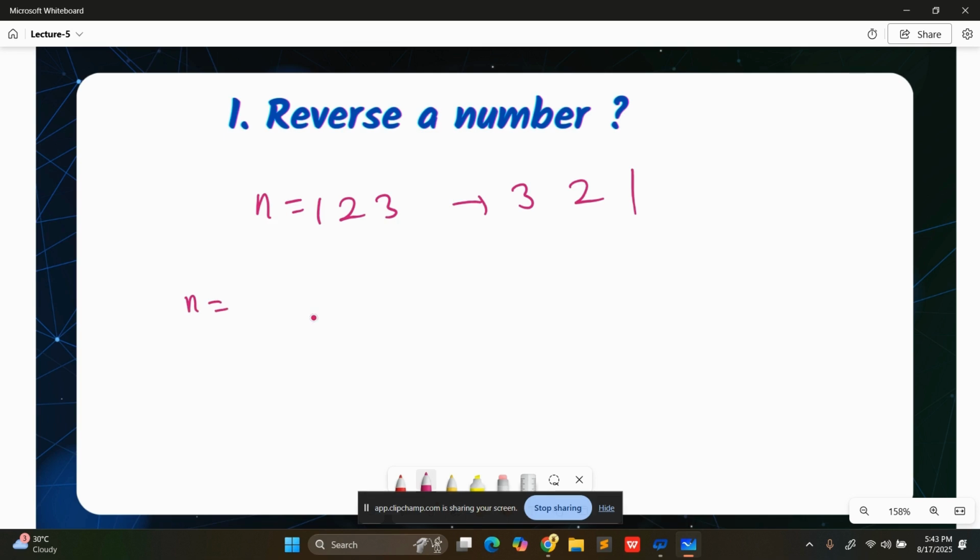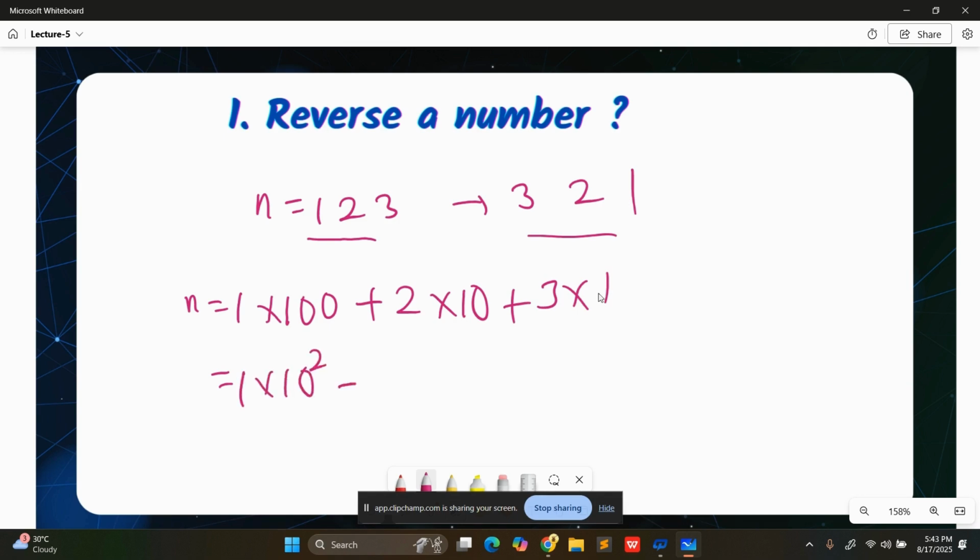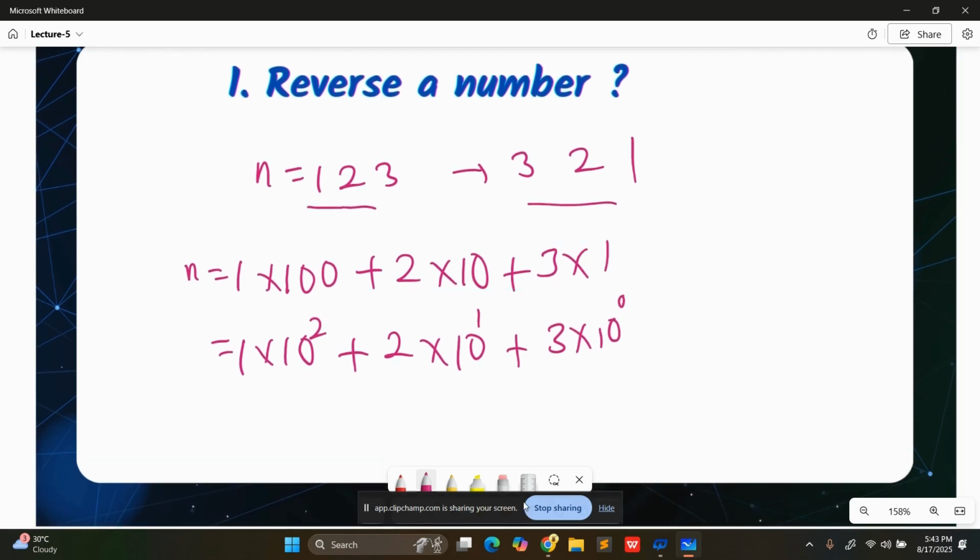First of all, I want to teach you how this number is converted to this number. First I will be expanding this first number, that is 1 into 100 plus 2 into 10 plus 3 into 1. If I write these numbers as multiples of 10 in powers of 10, it would be 1 into 10 power 2 plus 2 into 10 power 1 plus 3 into 10 power 0. So this is for 1 2 3, right?